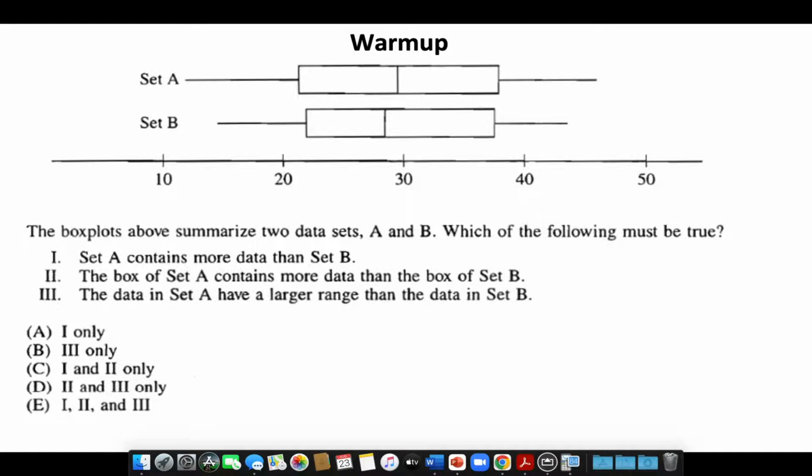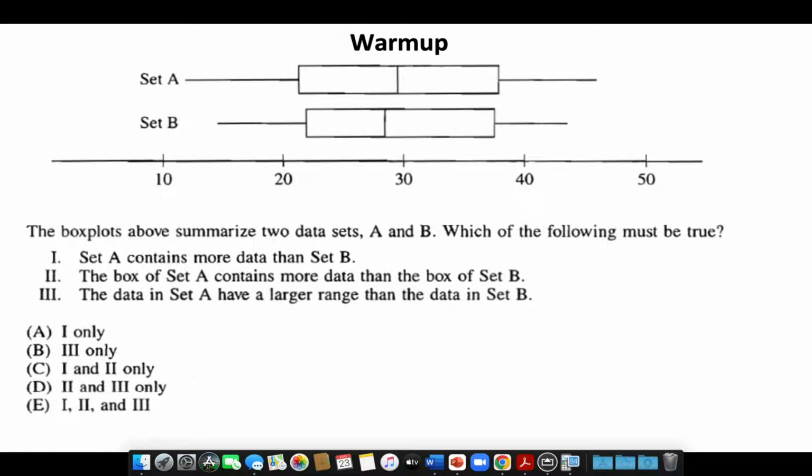So which of the following must be true? Okay, so 1, data set A contains more data than B. What does that mean, more data? More numbers, longer list, right? Can we tell that from box plots? No, we cannot tell that from box plots. Okay, so number 1 can't be true. We can't tell. It could be, it could not be. We don't have enough information. So that one we cross out.